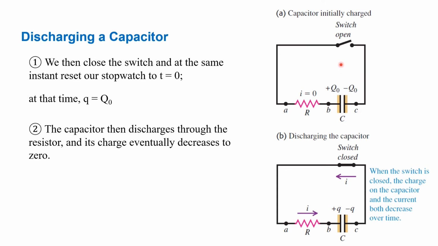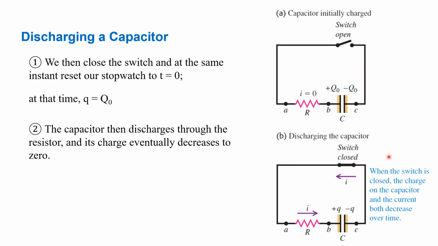We then close the switch and at the same instant we reset our stopwatch to time equals 0. So we start again with time equals 0. If the switch is closed, the capacitor discharges through the resistor, and its charge eventually decreases to 0. So this is how you're going to discharge a capacitor. Connect it with a resistor, and then you close the circuit. The charges in your capacitor discharge into your resistor, and you'll observe that your resistor actually becomes hotter as time goes by.